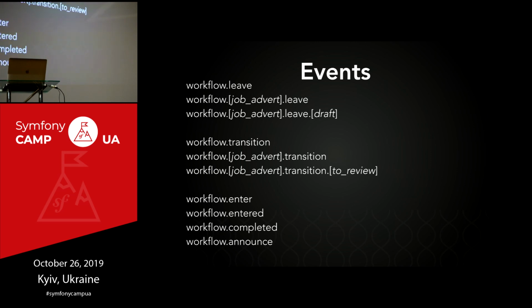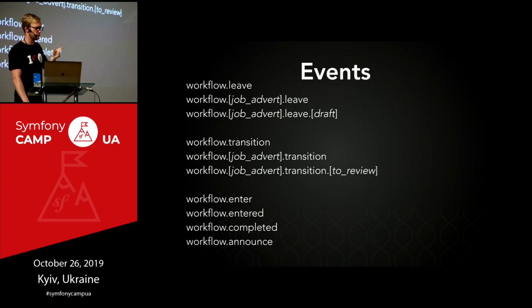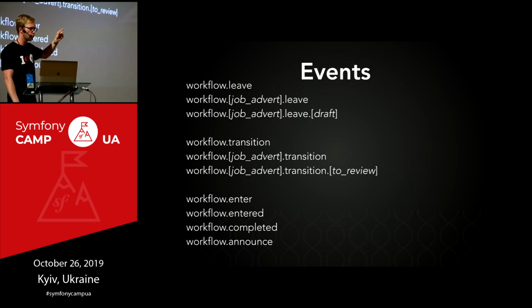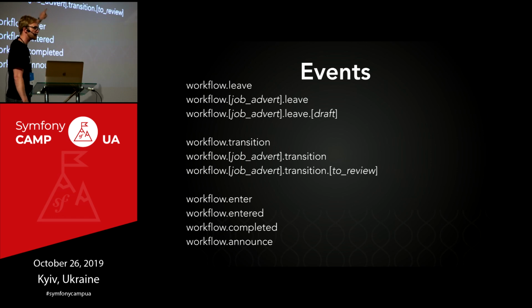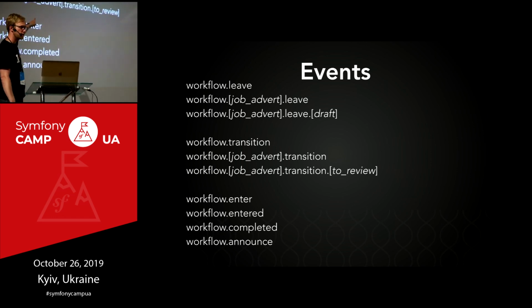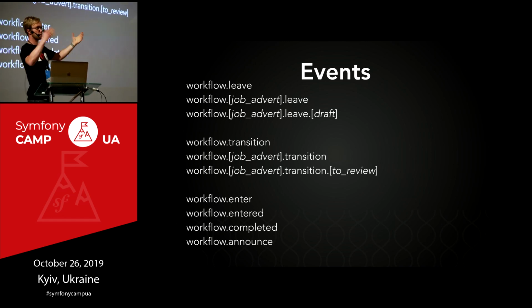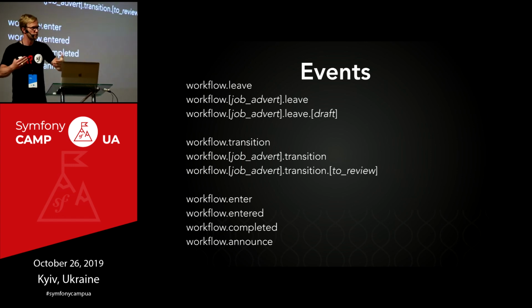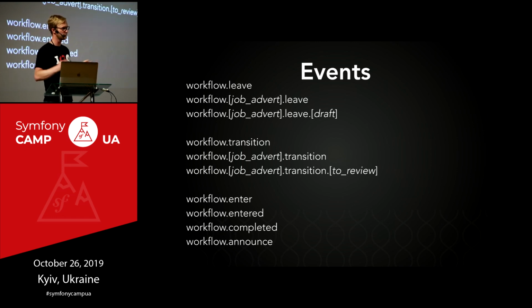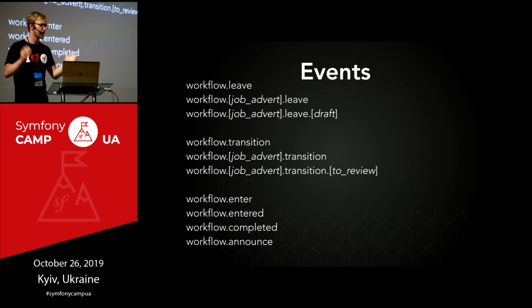So there's an event for every time you leave a node, called workflow leave. And every time you leave the job advert state machine, it's workflow job advert leave. And every time you leave a specific node, there's workflow job advert leave draft. So these three events are dispatched whenever you leave a node. And then you have the transition event that's being dispatched, like this transition is happening, and you have the same structure. Same with all these: you have the workflow enter a node, you have the workflow entered a node, and you have the workflow completed, and you have the workflow announce.